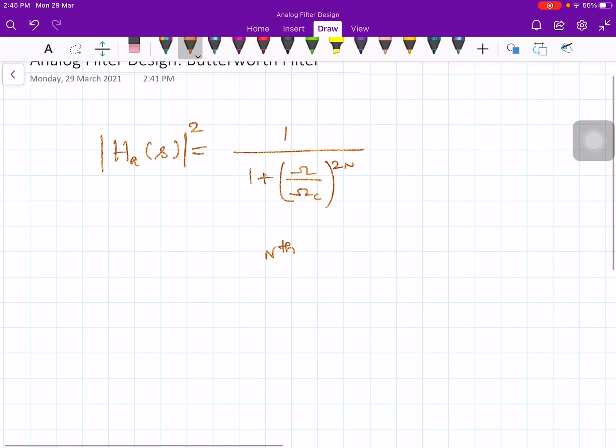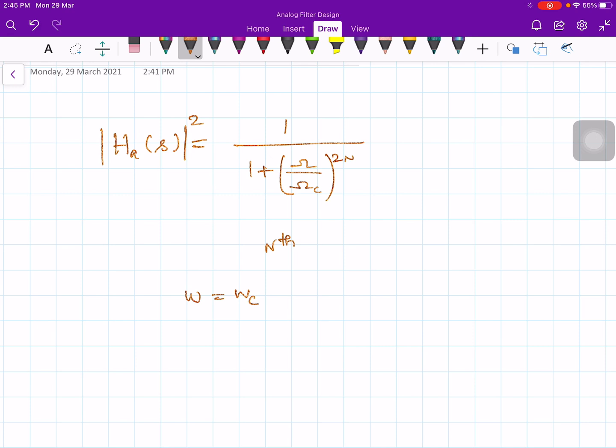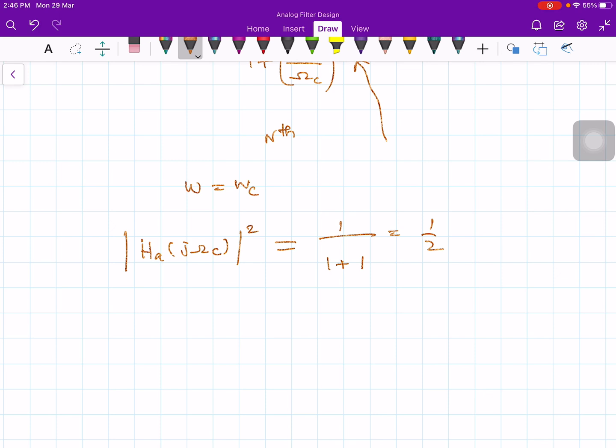You notice that at omega equal to omega c, if we substitute omega equal to omega c in this expression, the magnitude squared becomes 1 divided by 1 plus omega c by omega c, which becomes 1, and 1 power 2n is nothing but 1, so this is 1 by 2. At omega equal to omega c, the magnitude HA of j omega becomes 1 over root 2, or magnitude squared becomes 1 by 2. That means wherever the magnitude squared is half is the frequency at which 3 dB attenuation occurs. If you convert this in terms of dB, this is equal to minus 3 dB attenuation.